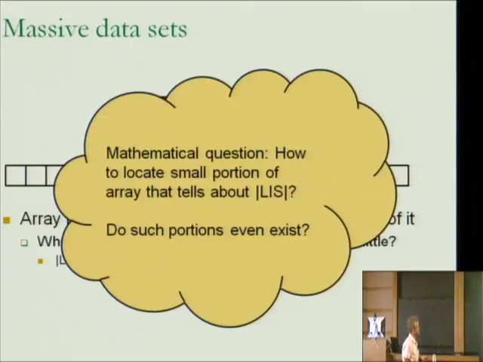You can view it as a mathematical question: how to locate a small portion of the array that tells you something significant about the LIS, and do such portions even exist?